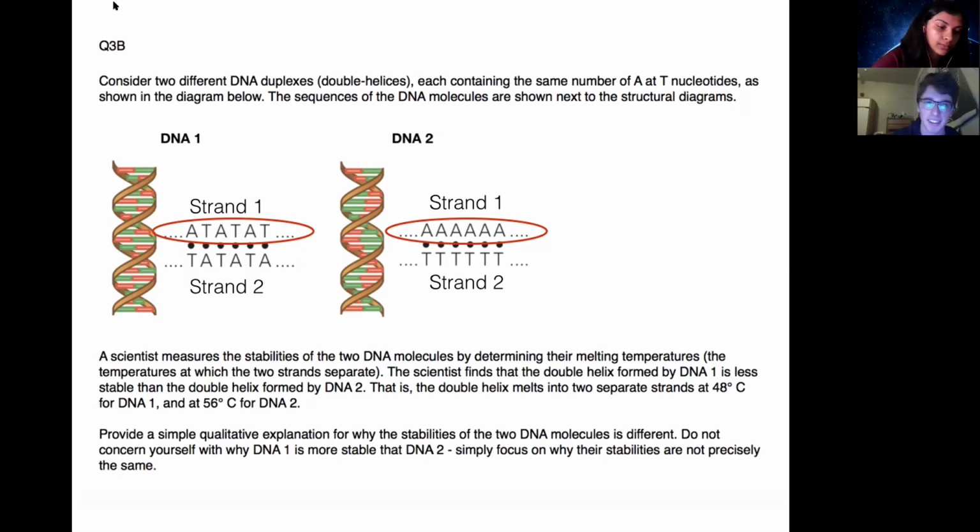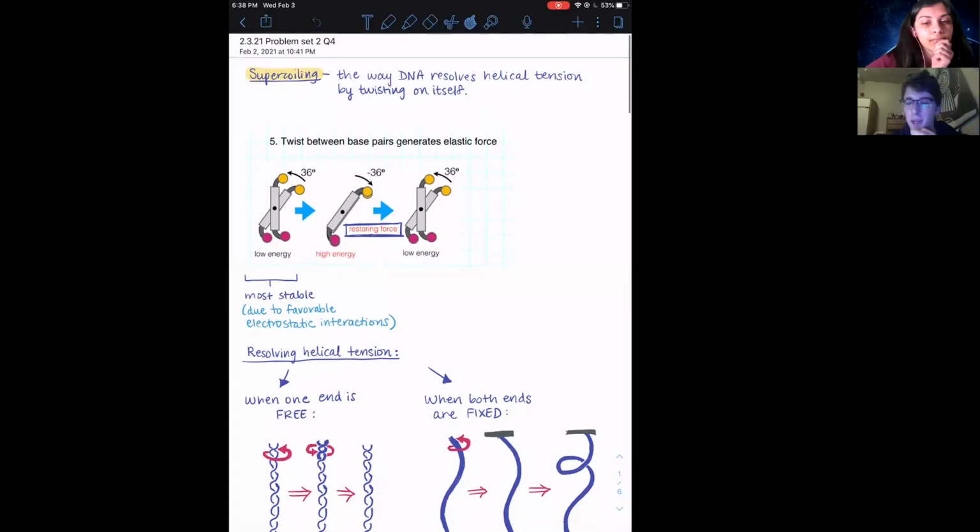All right, that's all I have. Yeah, no, you don't have to explain why it's stronger. Yeah, you just have to explain why there is a difference in the first place. Like what is causing the difference? Yeah.